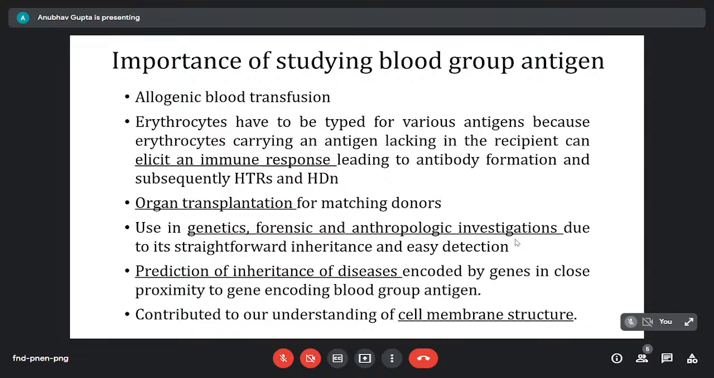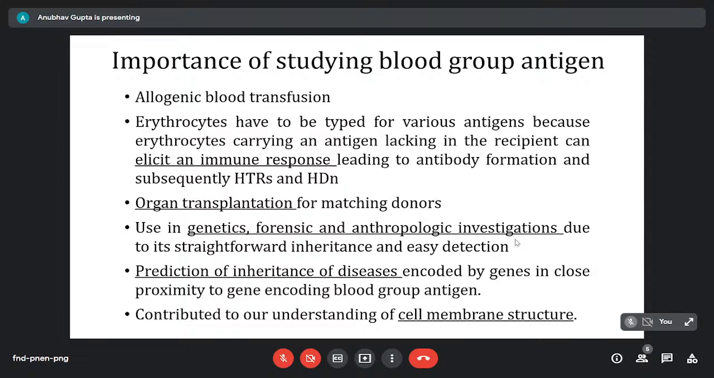Then the erythrocytes have to be typed for the various antigens. Why? Because erythrocytes or RBCs carry an antigen which is lacking in the recipient. If I am the recipient, I should lack that antigen. If I am not lacking that antigen and somebody has that antibody, it will cross-react. It will be incompatible for me and it will elicit an immune response and could lead to antibody formation, and I may die. It can lead to HTR, hemolytic transfusion reaction. It can cause hemolytic disease of the newborn, HDN.